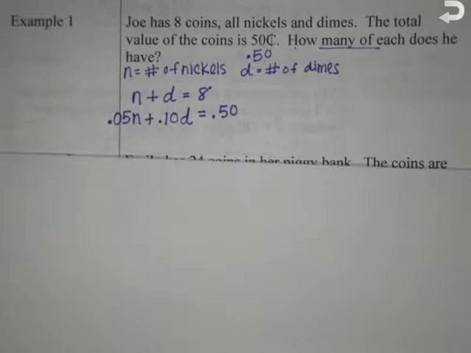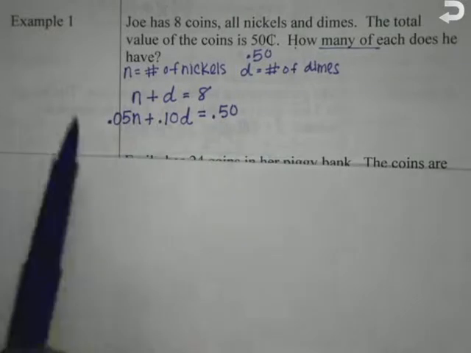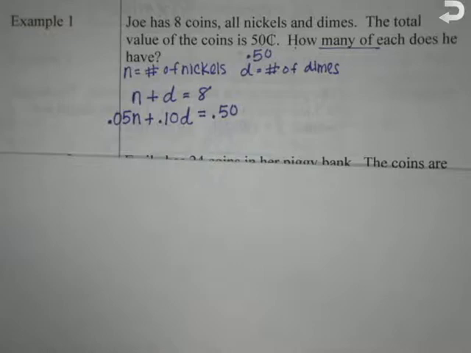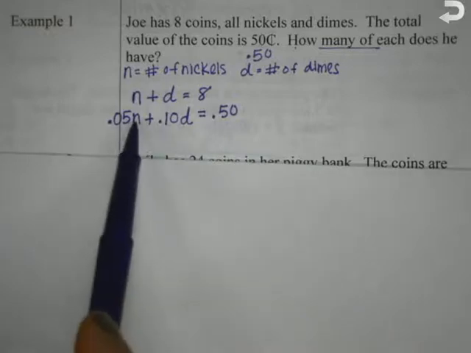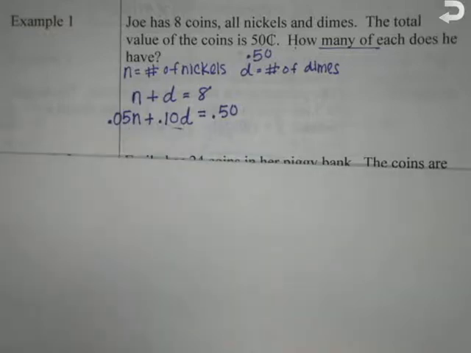Well, I have N and D on the same side, so elimination, but we have a whole bunch of decimals, right? Can we get rid of some of those decimals? Okay, let's look at it, guys.